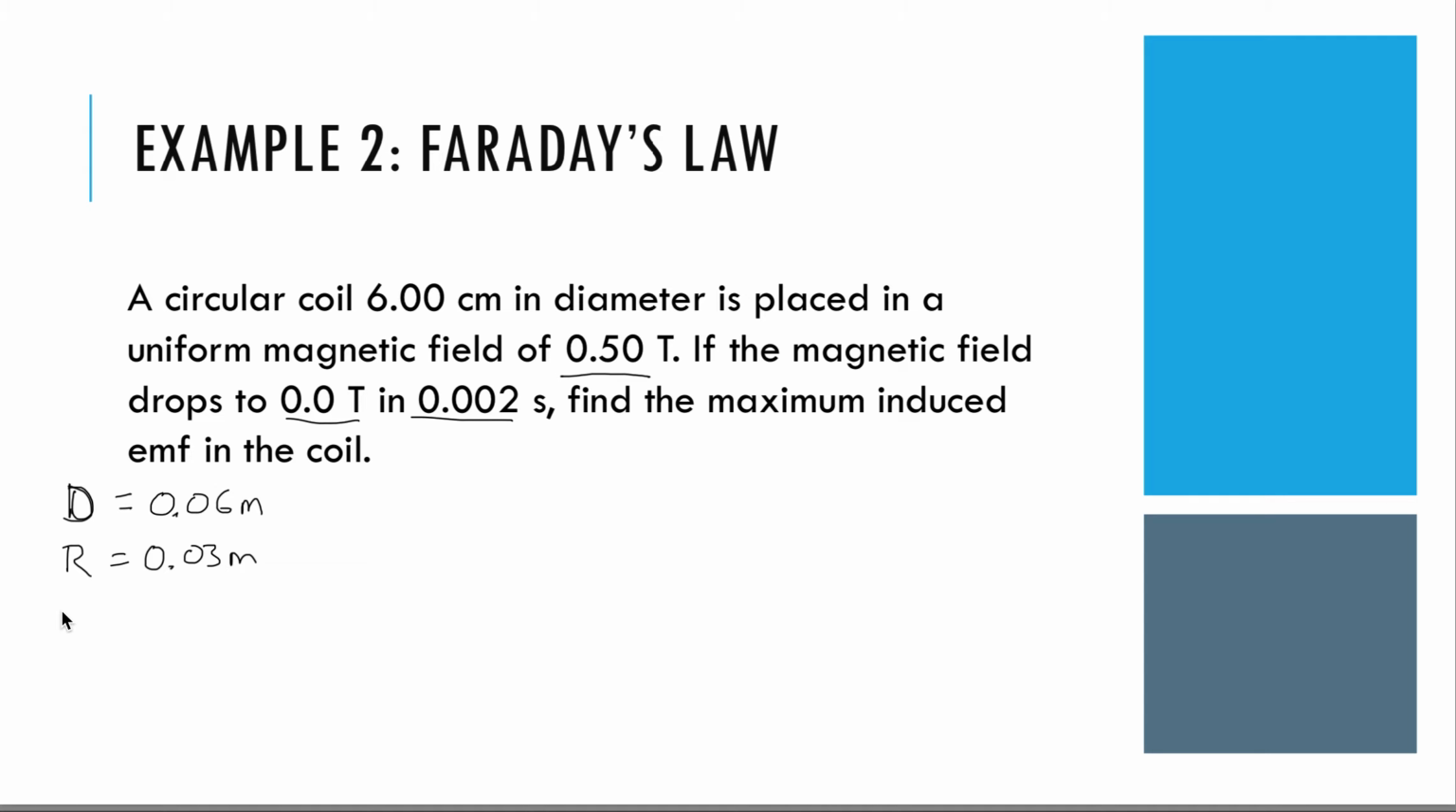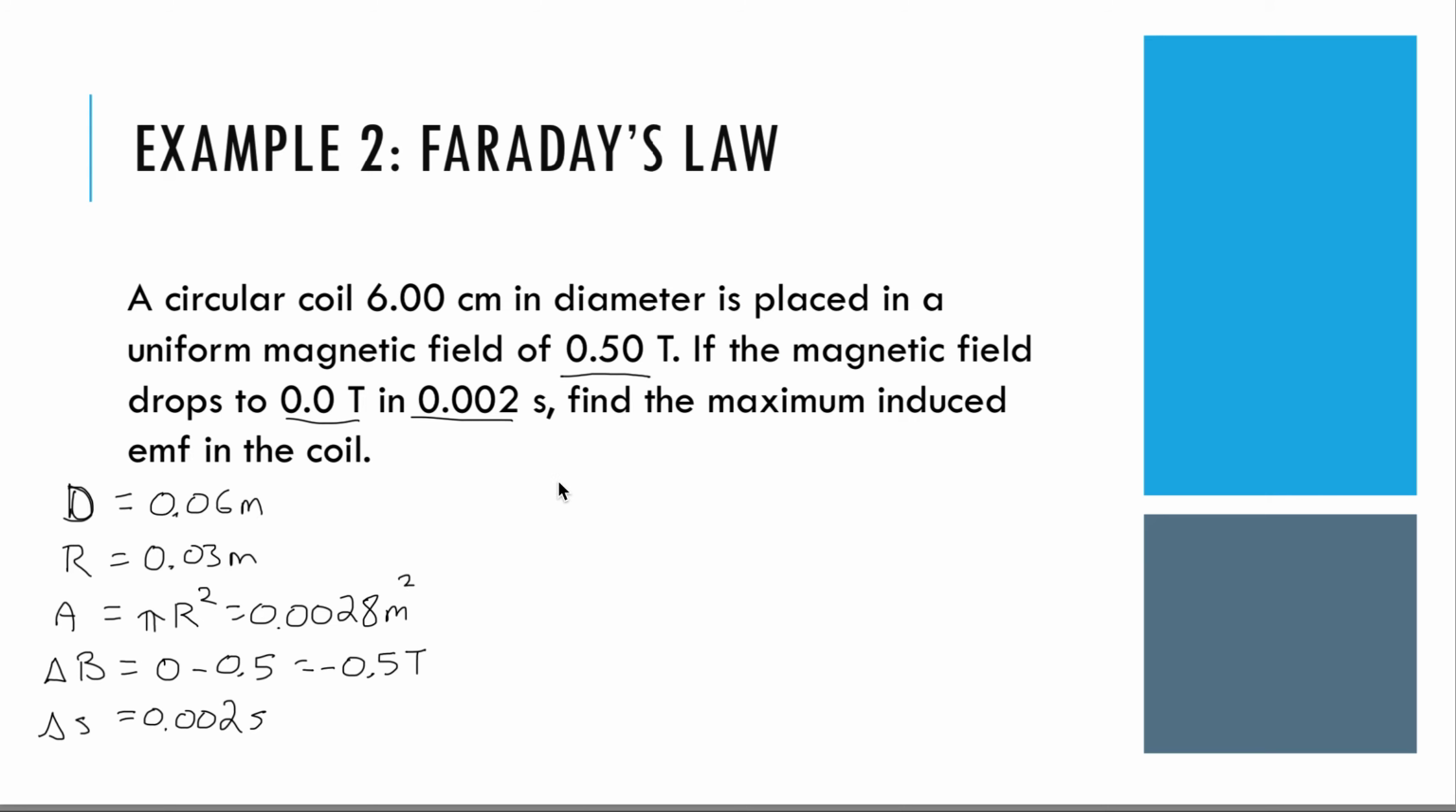And while we're at it, let's go ahead and find the area of that circular loop, pi r squared, which will give us 0.0028 meters squared. And then the field is 0.50 Teslas, but it drops to 0 Teslas in 0.002 seconds. So the change in the field, final minus initial, is 0 Teslas minus 0.5, or negative 0.5 Teslas. And then how long it takes to change the field is 0.002 seconds.